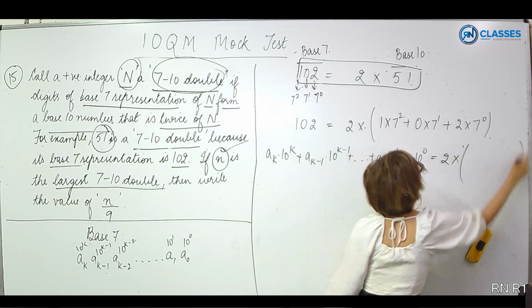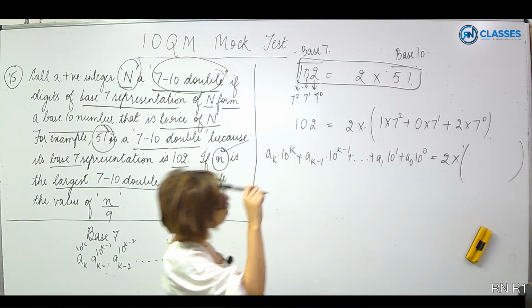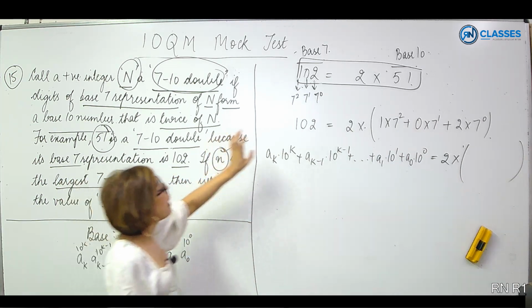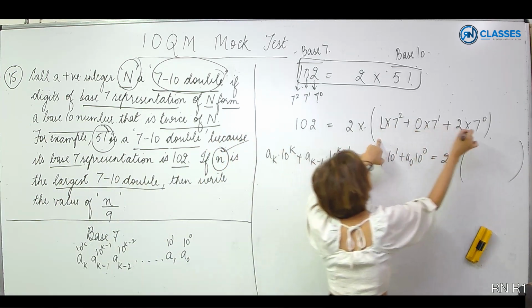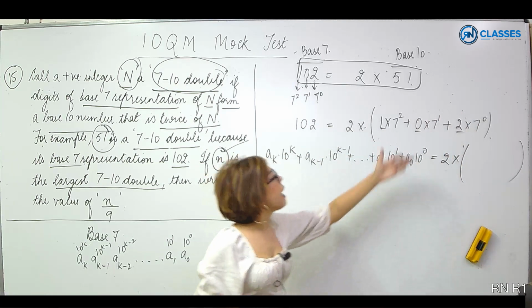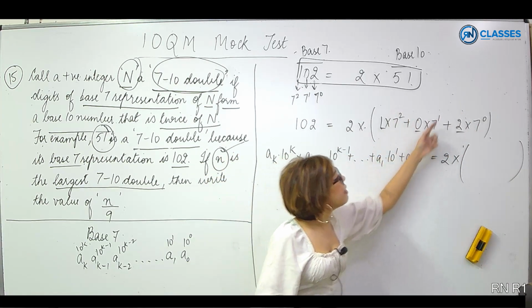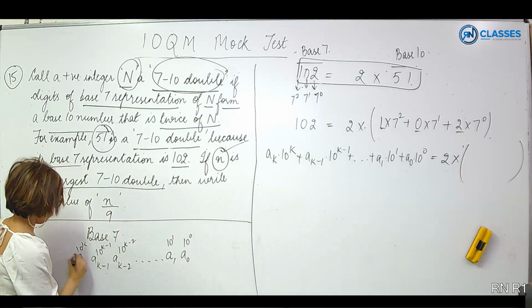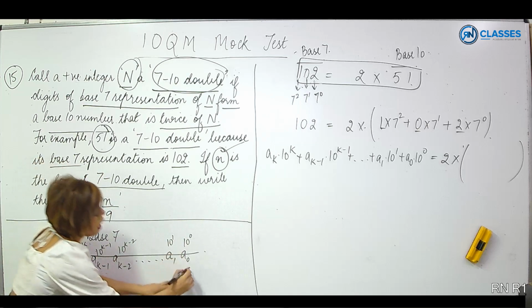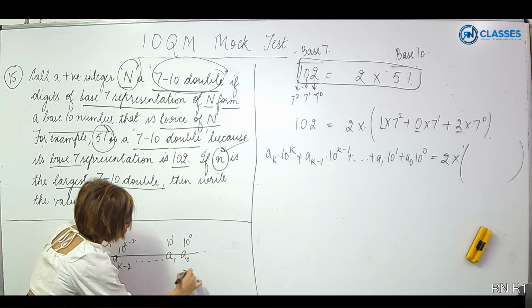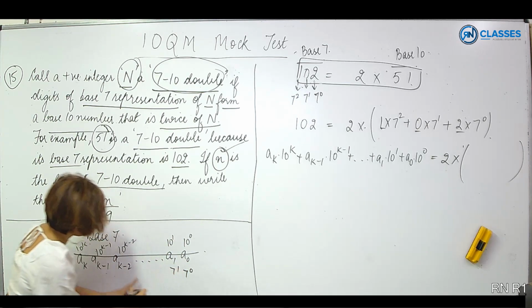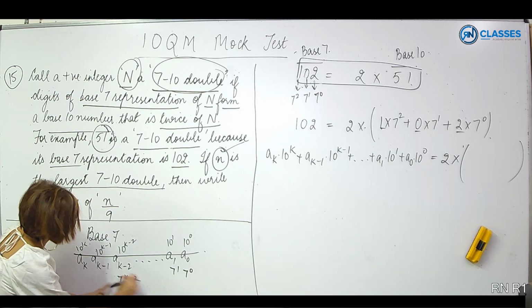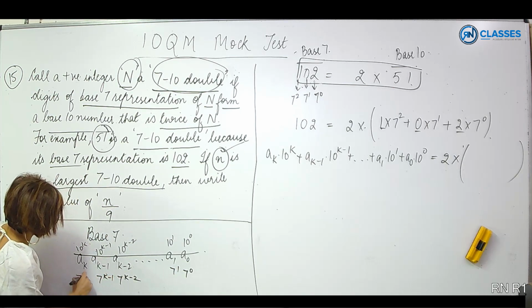Now the thing is, I need to write this. How should I write this? Mind it, my numbers remain the same: 1, 0, 2. But if I need to write this number, I have done 7 square, 7 raised to 1, 7 raised to 0. So if I need to write that one, ignore this one, I'm writing it beneath that: 7 raised to 0, 7 raised to 1, and so on, 7 raised to k minus 2, 7 raised to k minus 1, 7 raised to k.